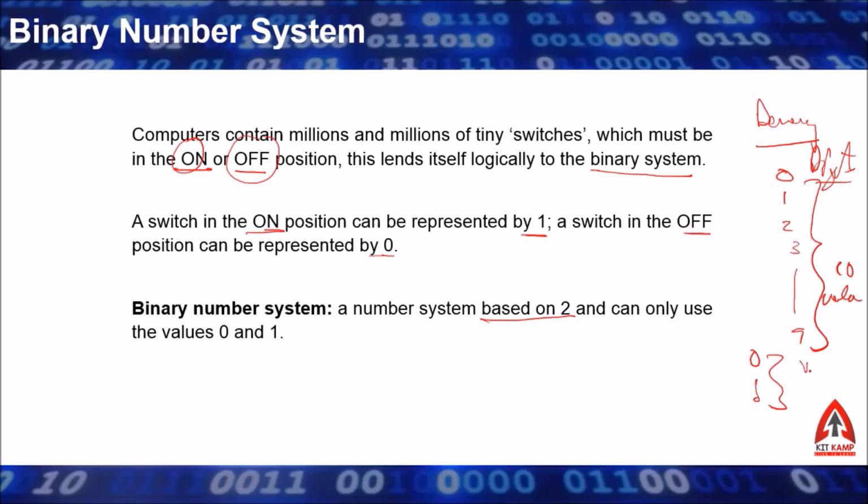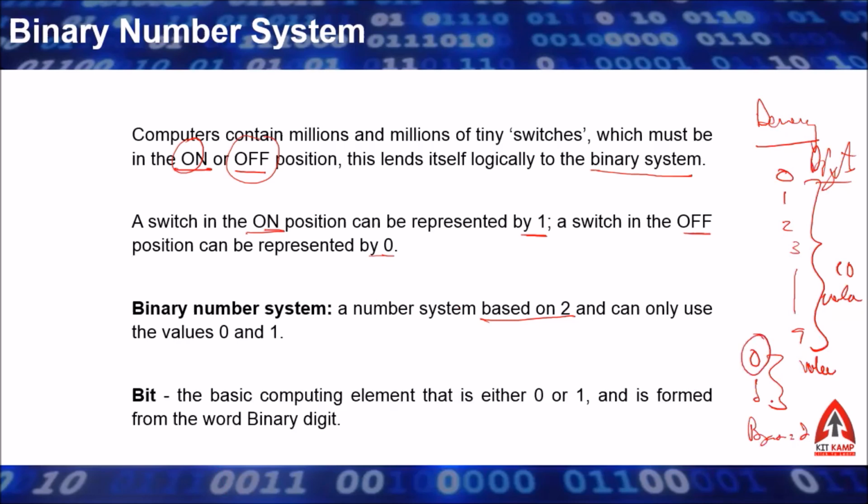So this binary system has a base of 2. And a single value is known as a bit. So this 0 or this 1 is simply known as a bit. So in the binary number system, the values are known as bits. A single binary value is known as a digit, right?